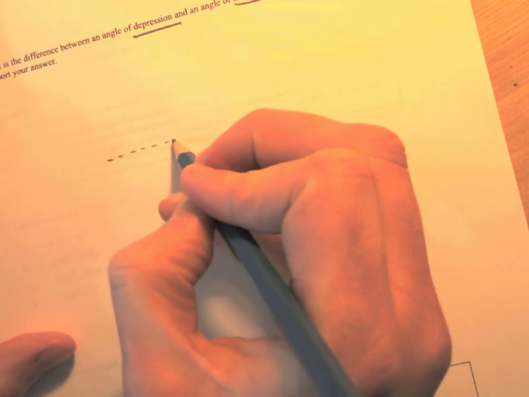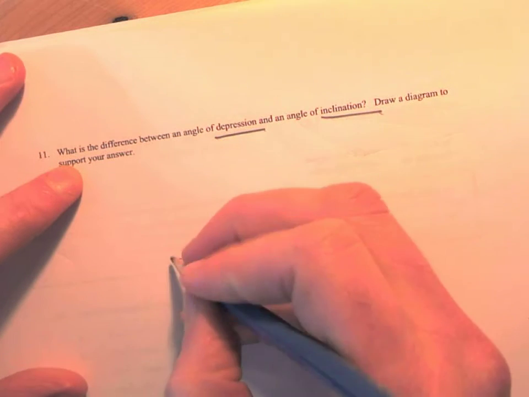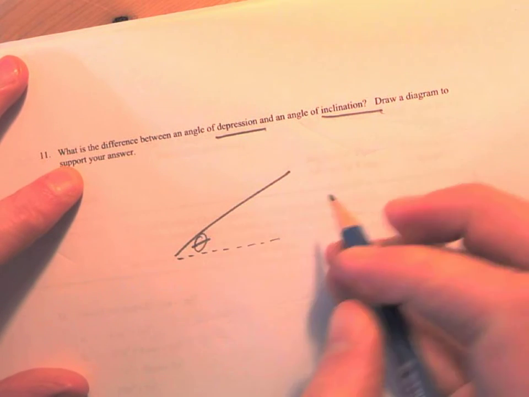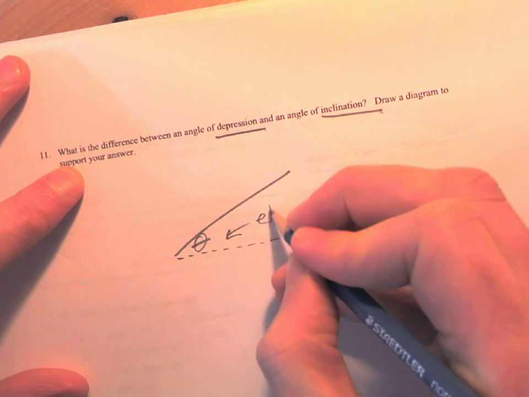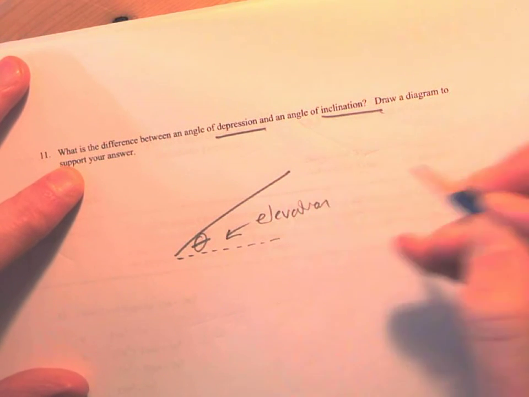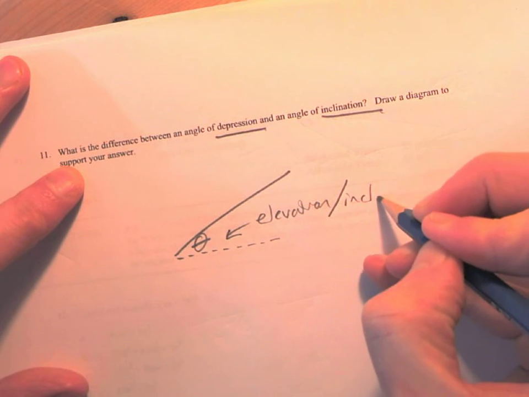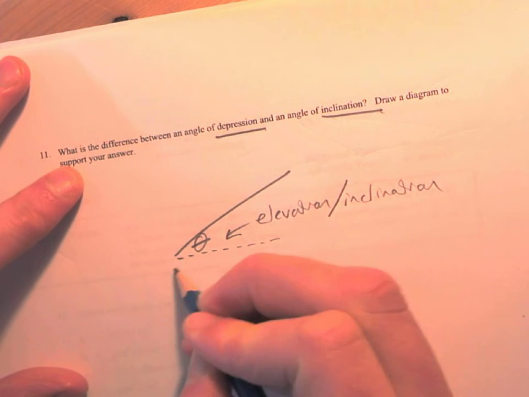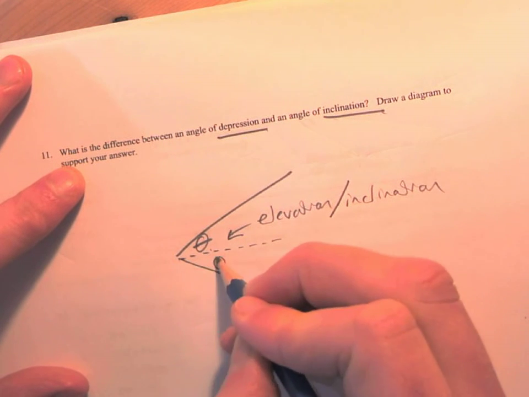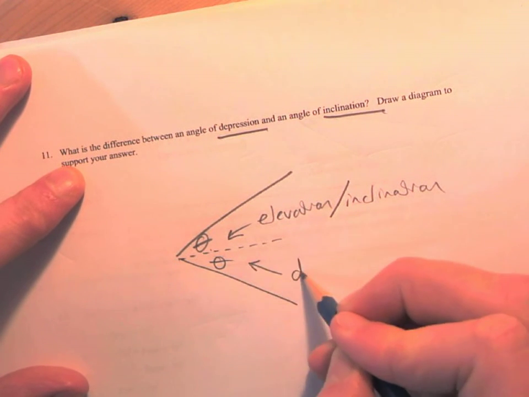Alright, 11, last one without a calculator. What is the difference between angle of depression and angle of inclination? Draw a diagram to support your answer. So if you have some horizontal line, horizontal means kind of the same direction as the top of your page. If you go up from that, that angle is elevation or inclination. And then if you went down from that dotted line, that would be the depression.